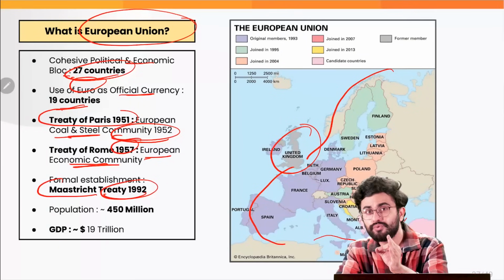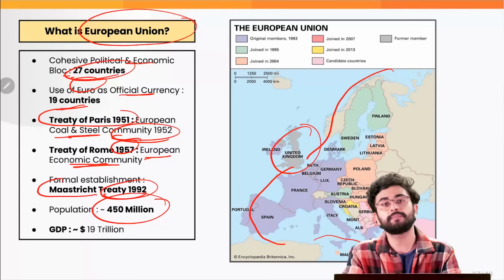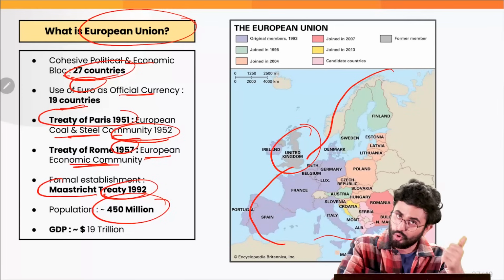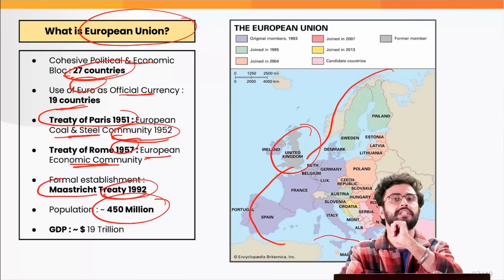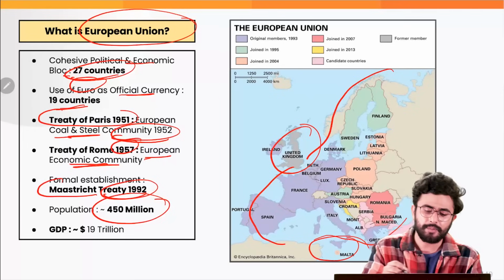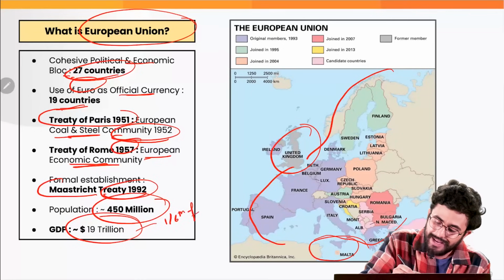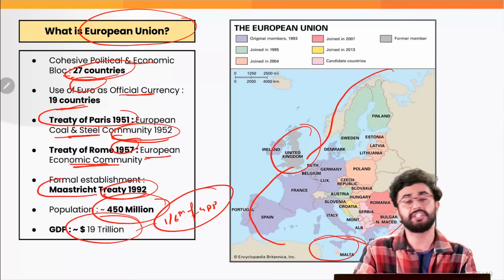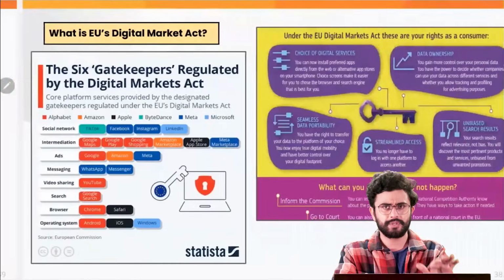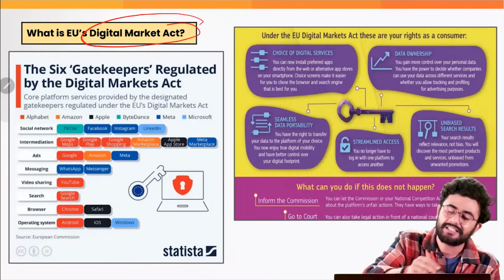Remember that this European Union constitutes a population of around 450 million. The country in the European Union with the largest population is Germany, with the lowest population is Malta, and currently it has a GDP of around $19 trillion, which constitutes 1/6 of the world's GDP. So when we have understood the European Union, let's try to understand what was its digital market.